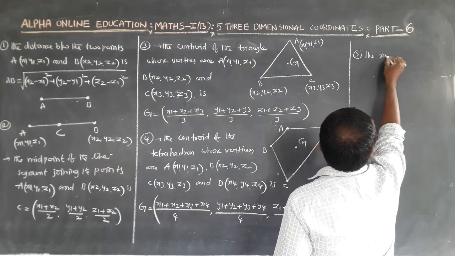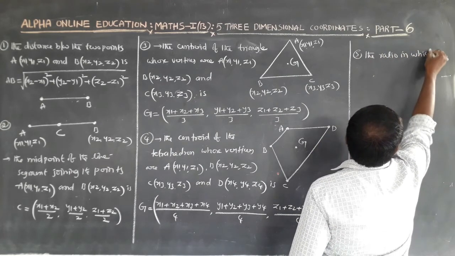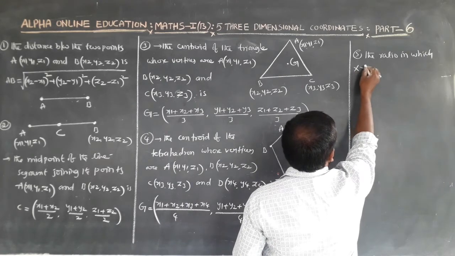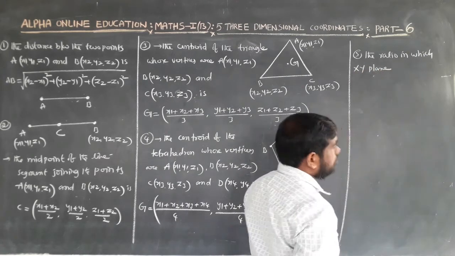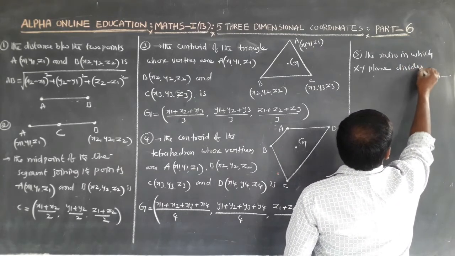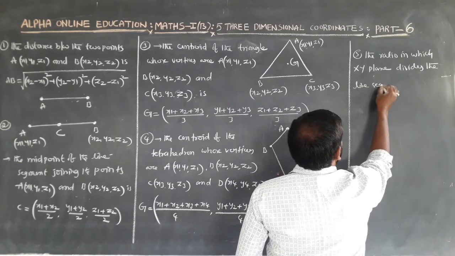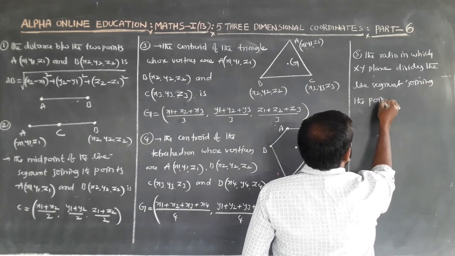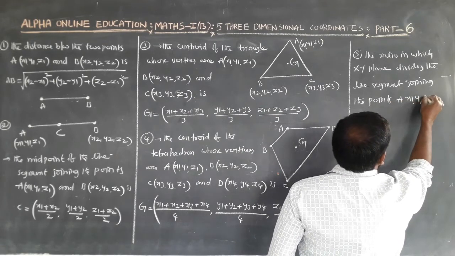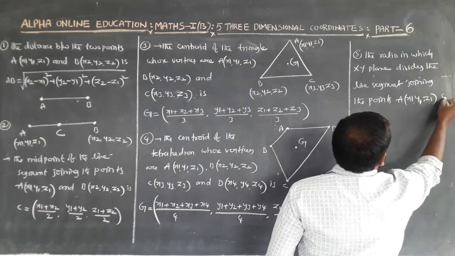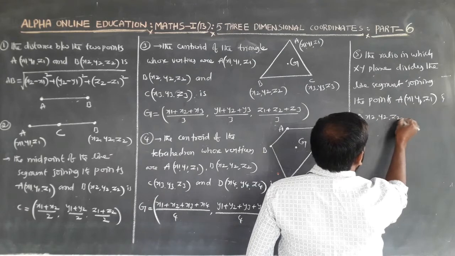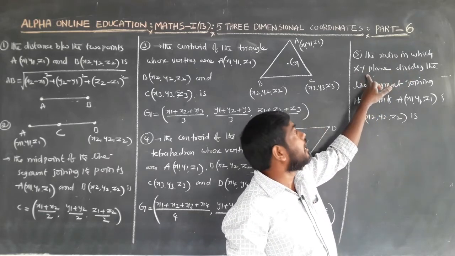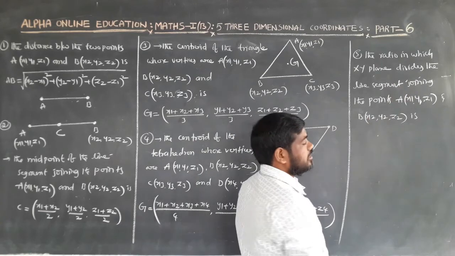Next one is the ratio in which the xy plane divides the line segment joining the points A x1 y1 z1 and B x2 y2 z2 is the ratio in which the xy plane divides the line segment joining the points.